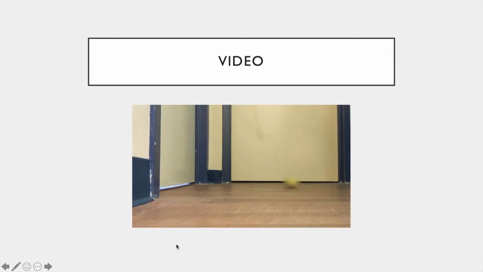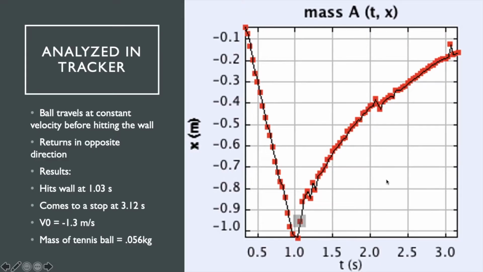Our video looks like this. The ball rolls at constant velocity towards a wall, and it hits the wall, comes back, decreasing in velocity until it comes to a stop. As it returns, it experiences constant deceleration.